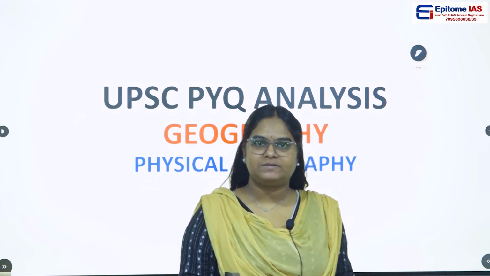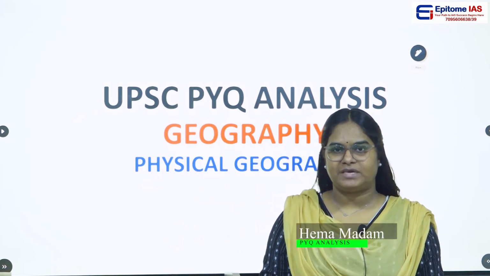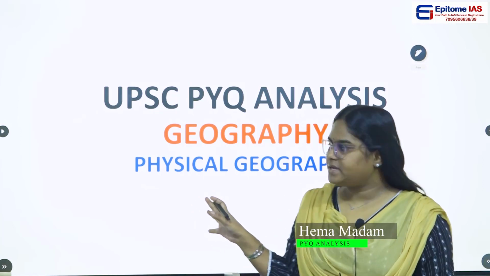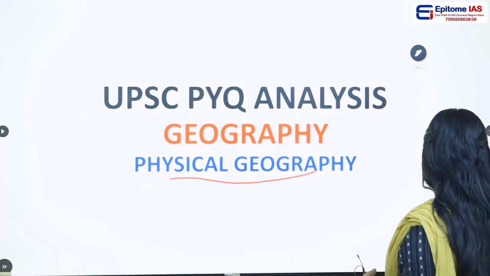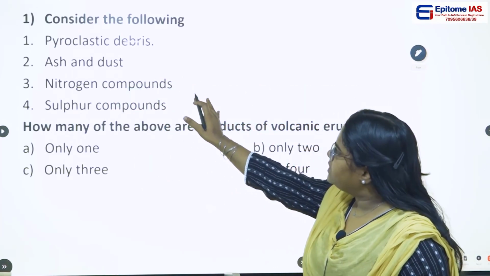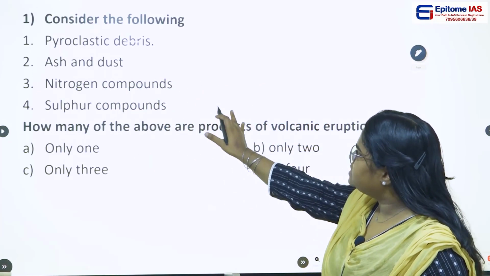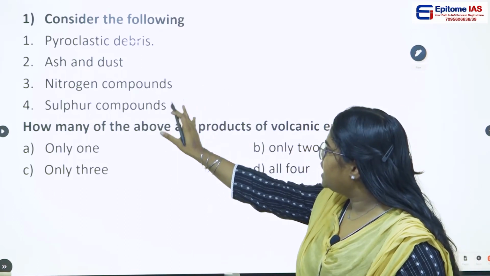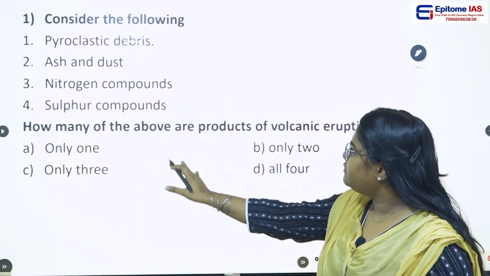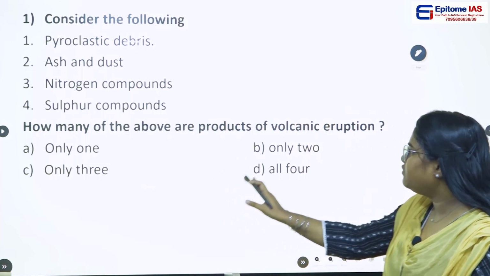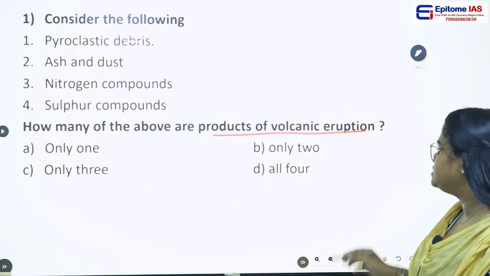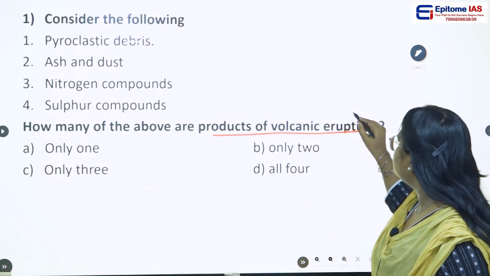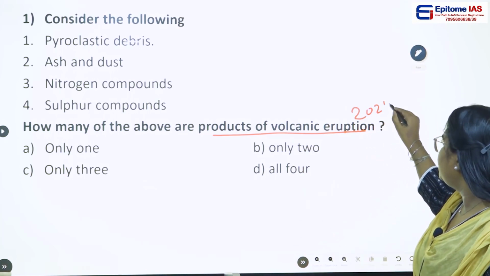So we are doing this PYQ analysis of UPSC prelims. Today's topic is physical geography. The first question is, consider the following: pyroclastic debris, ash and dust, nitrogen compounds, sulfur compounds. How many of the above are products of volcanic eruptions? This question was asked in 2024.